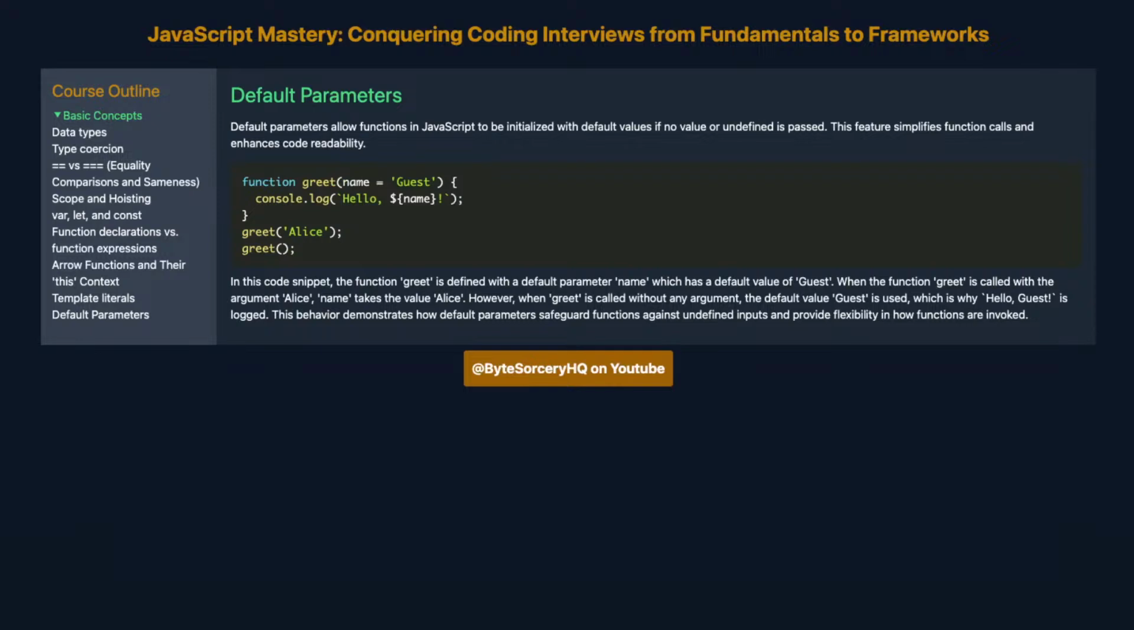Default parameters. Default parameters allow functions in JavaScript to be initialized with default values if no value or undefined is passed. This feature simplifies function calls and enhances code readability. In this code snippet, the function greet is defined with a default parameter name, which has a default value of guest. When the function greet is called with the argument Alice, name takes the value Alice. However, when greet is called without any argument, the default value guest is used, which is why hello guest is logged. This behavior demonstrates how default parameters safeguard functions against undefined inputs and provide flexibility in how functions are invoked.